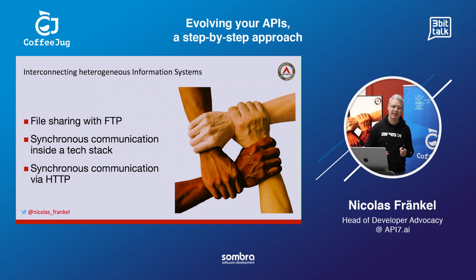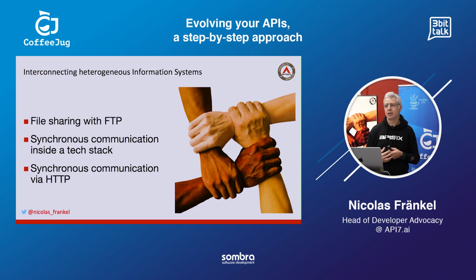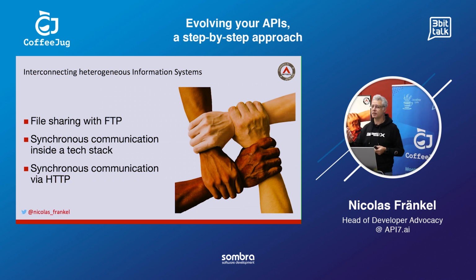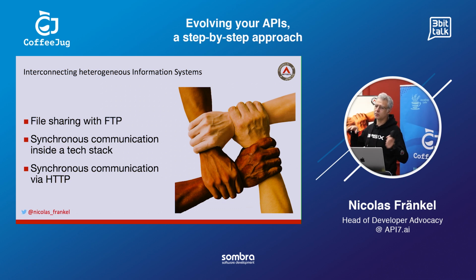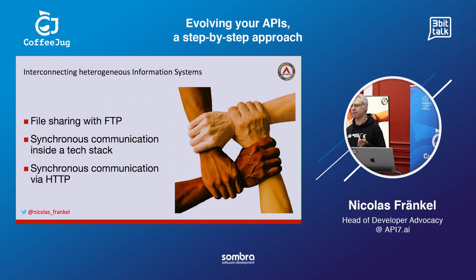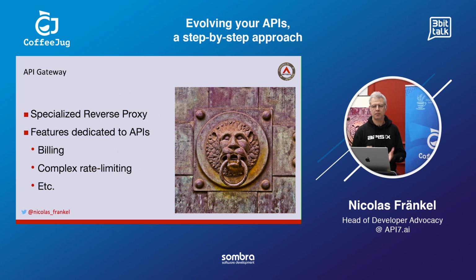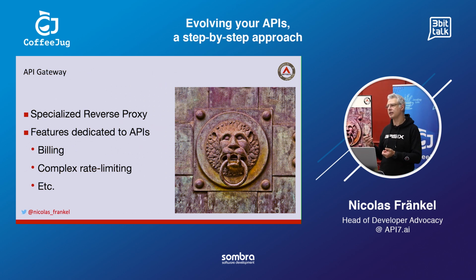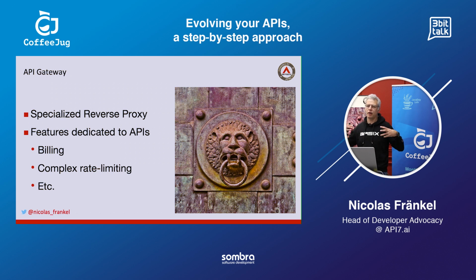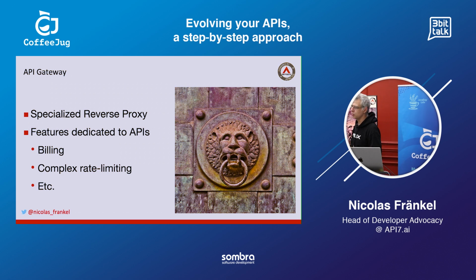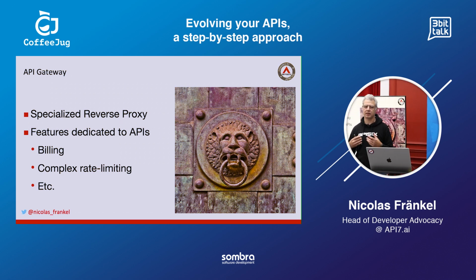But when you want synchronous integration, you need to interact with other systems in near real time. And my system, which is, let's say, .NET, is probably not your system, which is Java. So we need to fall back to the most common brick there is, which is HTTP. And that's what an API gateway is. An API gateway is a specialized reverse proxy on steroids.